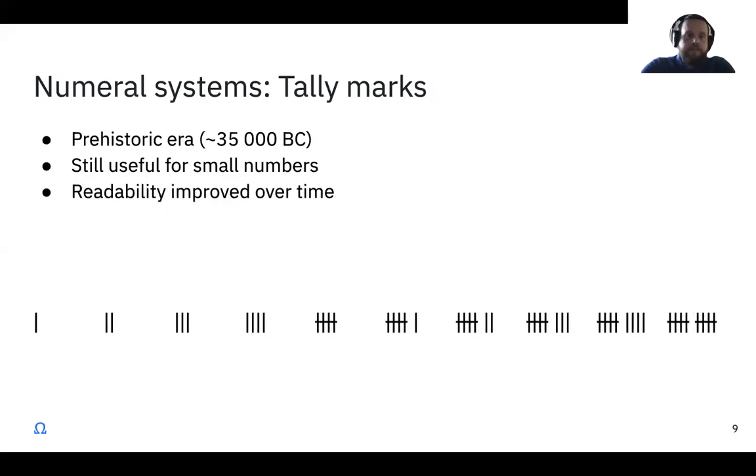And indeed, readability has improved over time. So in continental Europe, people are mostly grouping it by fours, and then the fifth one completes the 5, and you position the fives next to each other. That's also very intuitive and known. But you can still see that if I ask you to write 370, then it would be very difficult to read that number back.